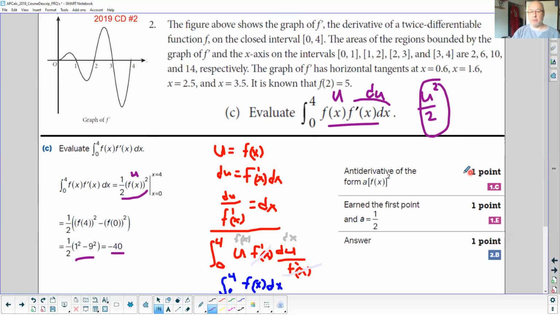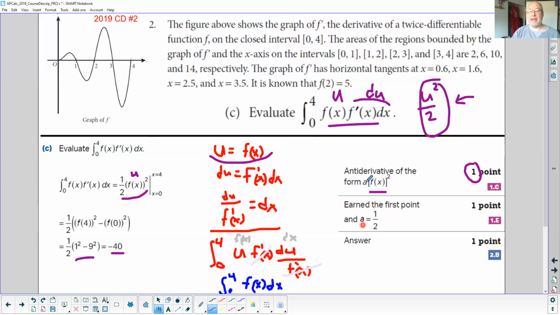How do you evaluate the points? The antiderivative of the form this thing. So as long as you have f of x squared, I guess if you did the u, and then you did this, as long as you have your u, that's how you're going to get your first point.